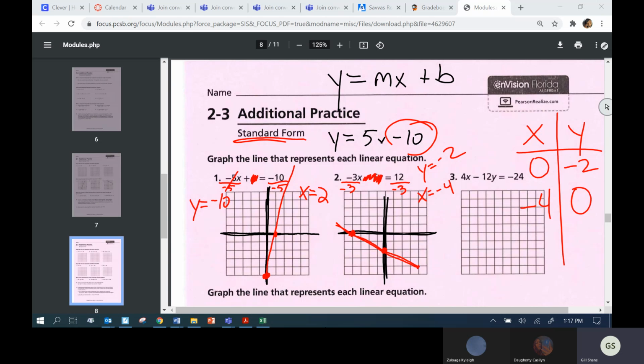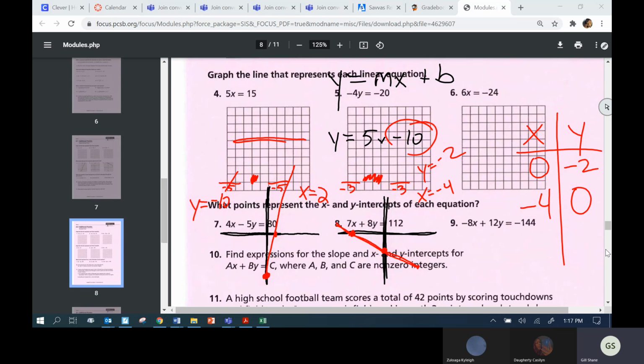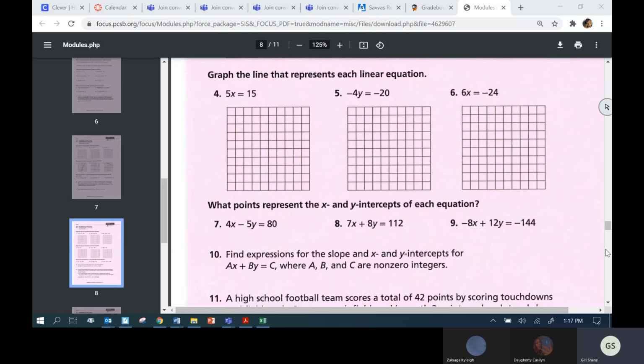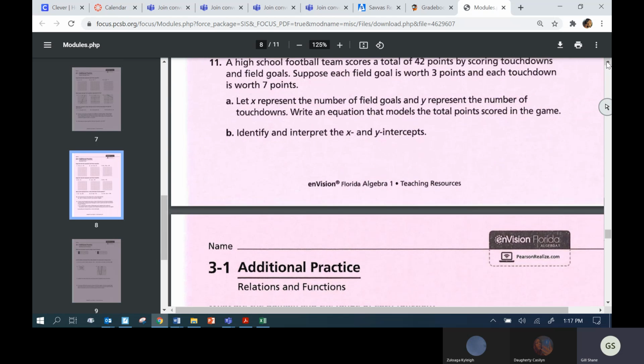Now you will have some word problems you need to do. I think these word problems are super easy though. All you have to do when you have word problems is you just match up the variable with the number that is about that variable. So here, we know x is about field goals, right? It tells us that right there. How much is a field goal worth?